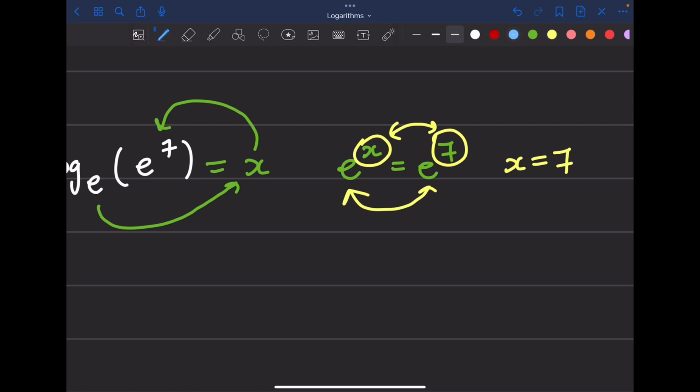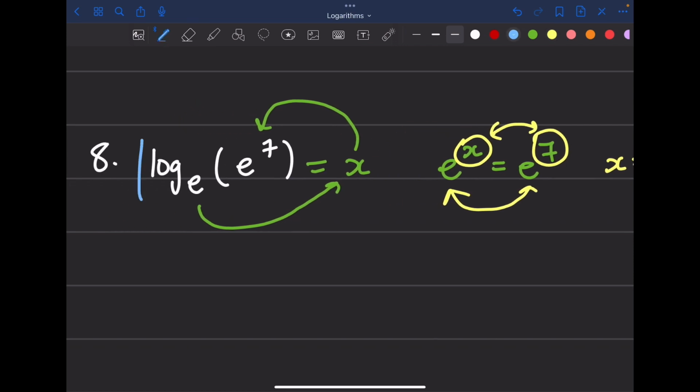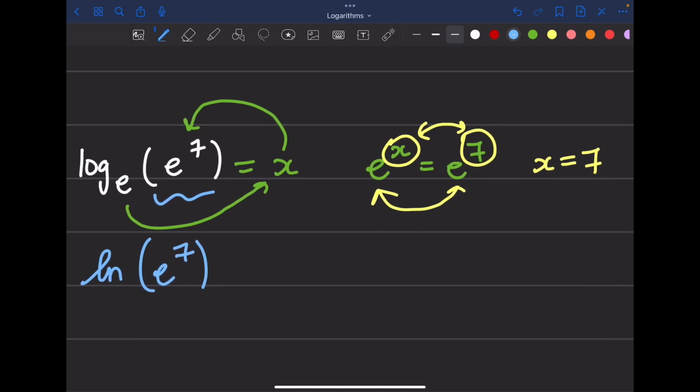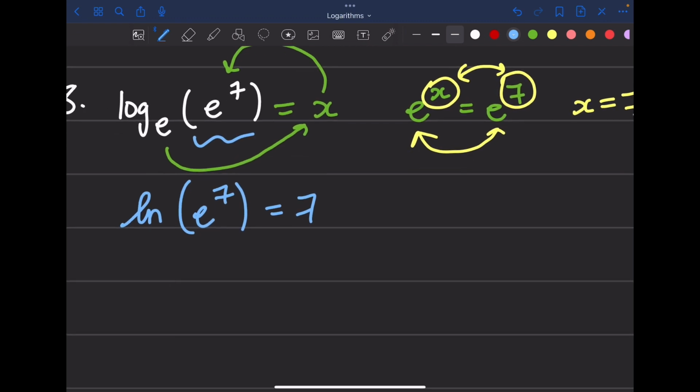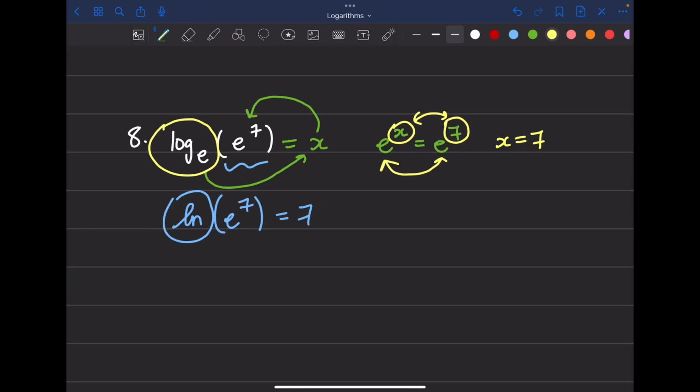And we are done. But the fun fact is, if you have log base e, this is also called the natural logarithm. So instead of saying log base e, I'm going to write ln. This is what the logarithm of e is, and then in brackets, the same thing, e to the power of 7. And then this is actually the exact same answer. This would be equal to 7. Because once again, when you write ln, we are assuming that this is log base e. It works the exact same way, it's written differently. That's the only thing about this, but it works the exact same way and you do the exact same steps.